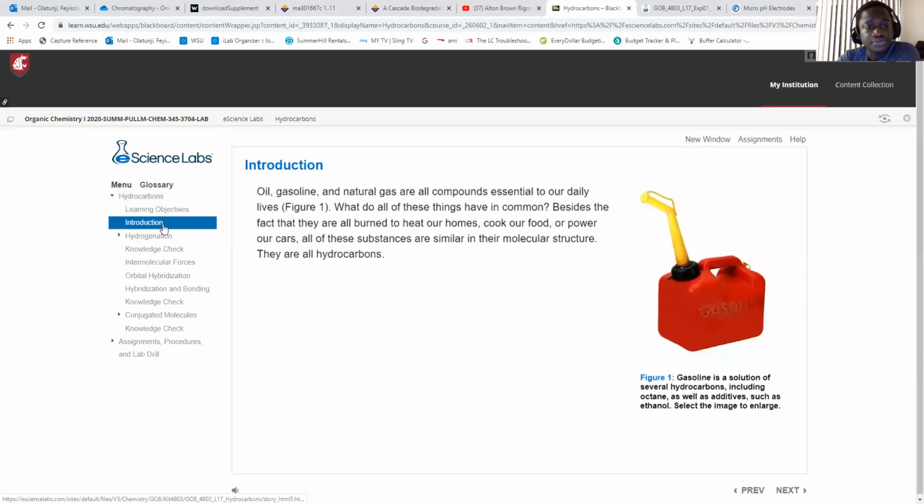So hydrocarbons are basically organic compounds that are made up of carbons and hydrogens. It's like the name says, hydrocarbons, just carbons and hydrogen. They have various uses in our daily life. For those of you who have cars, you have to buy gasoline for your car every day. Gasoline is hydrocarbons. And hydrocarbons are very unique in the sense that they have the ability to generate a lot of energy when you burn them.